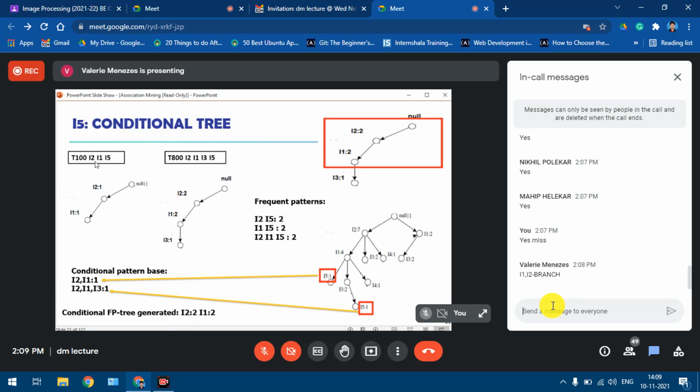How will you get the support counts? Again, this is 2. So here also it will be I2, I5 is 2, I1, I5 is 2. You take the subsets. What is the subsets of I2 and I1? I2, I1. And then you append I5 to the subset. I2, I5, I1, I5. Now support count is 2 because this is here 2. So the minimum value of the support counts will also be 2. Okay, here the support count will be 2.